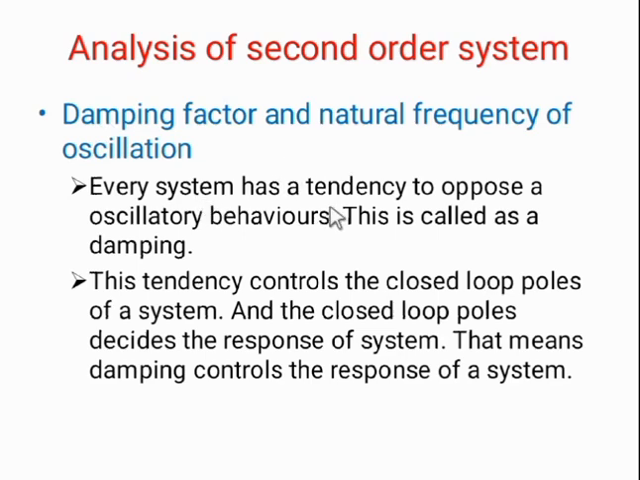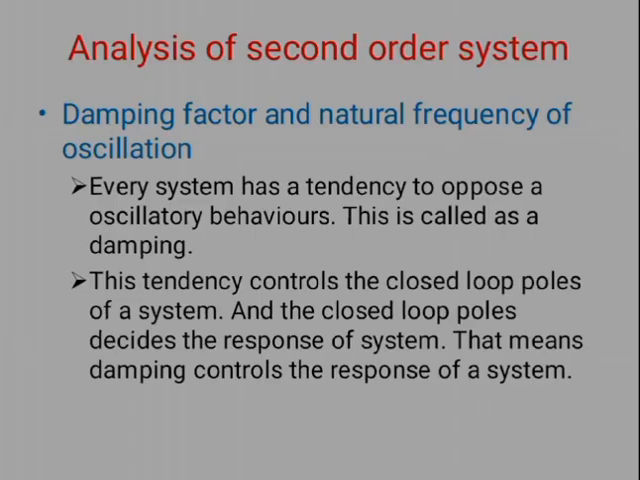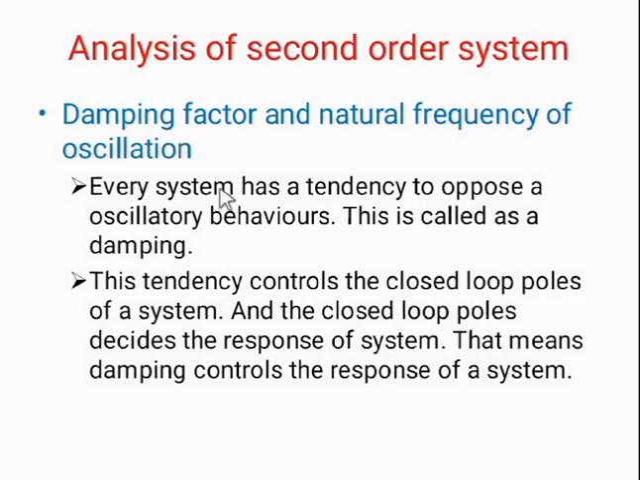Every system has a tendency to oppose the oscillatory behavior. This is called damping. That means the damping of the system opposes the oscillatory behavior of the system. And this tendency controls the closed loop poles of the system, and closed loop poles decide the response of the system. That means damping controls the response of the system.